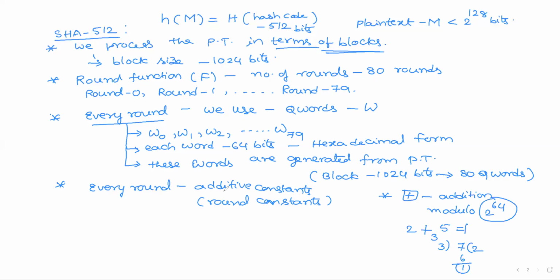Next, you come to the round constants. Here we are using some additive constants. For every round, we use one additive constant, which is represented like K0, K1, up to K79. How to generate these round constants, or these additive constants, we will observe.